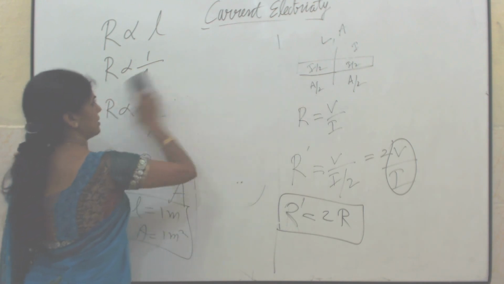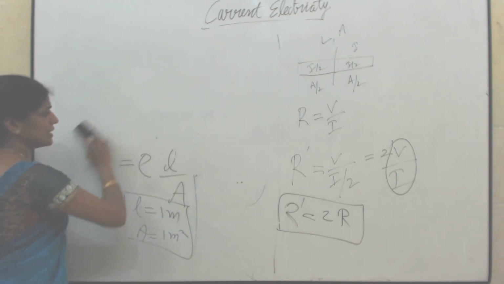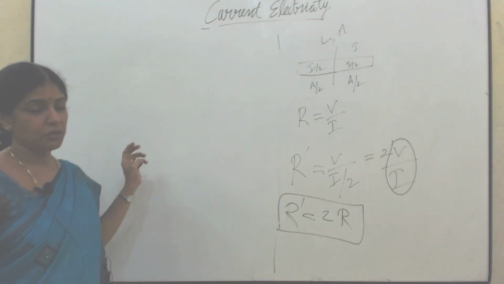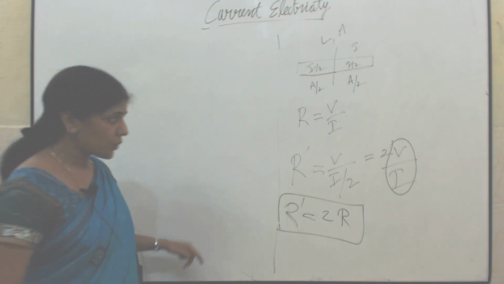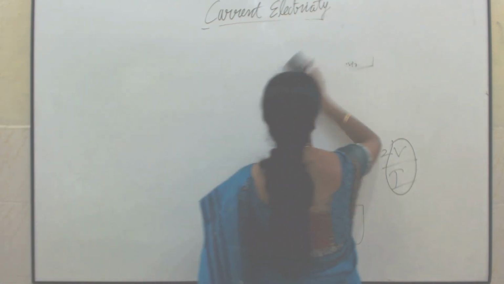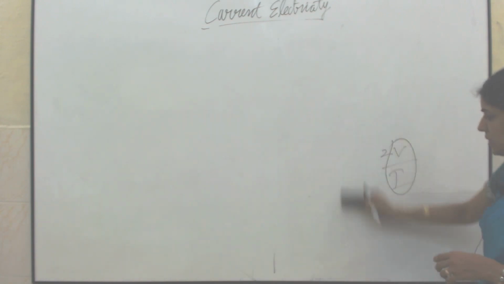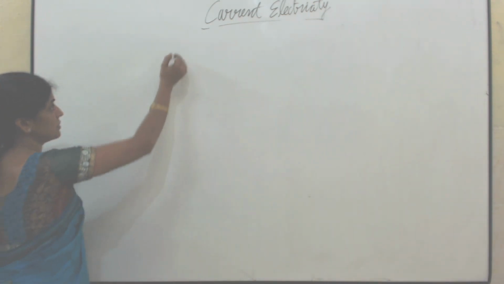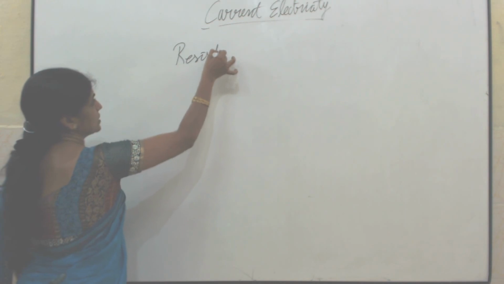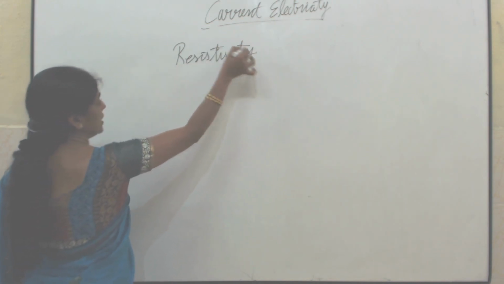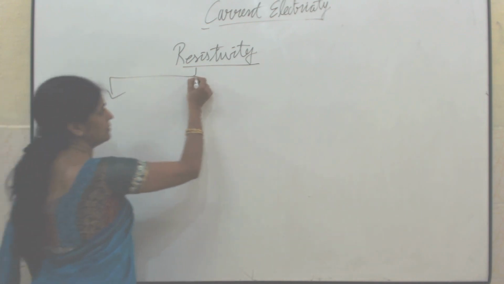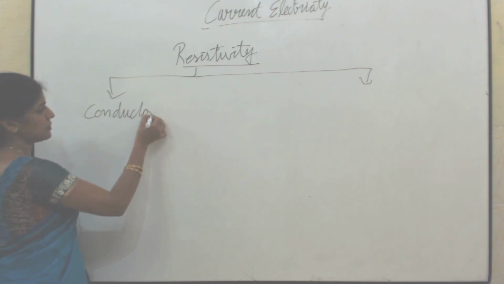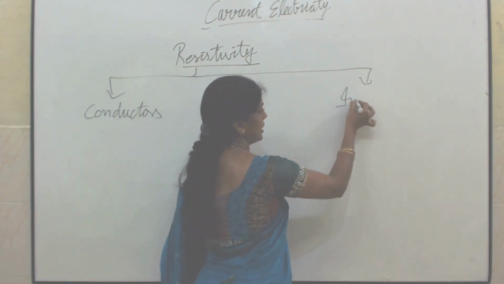Now, we know what a conductor is. Based on this electrical resistivity, I can classify materials broadly into three main categories. Based on the resistivity, we are going to classify the materials as conductors, as insulators and also as semiconductors. Based on this resistivity value of the material, I am going to classify the materials as conductors and as insulators.